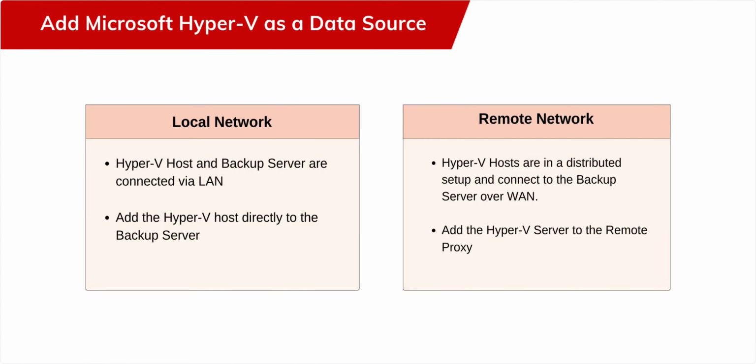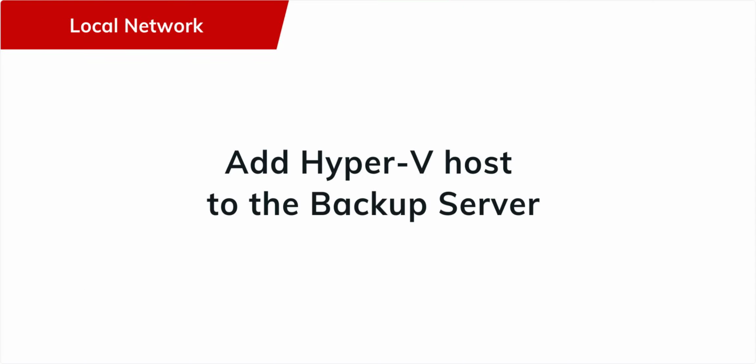Choose the Local Network option if your backup server and Hyper-V are connected via LAN. If they're in a distributed setup, select the Remote Network option. In this case, a remote proxy should be set up on a machine with access to the Hyper-V hosts. This remote proxy will manage the connection to the hosts and handle the data transfer during backups. Let me show you how to add a Hyper-V host on a local network first.